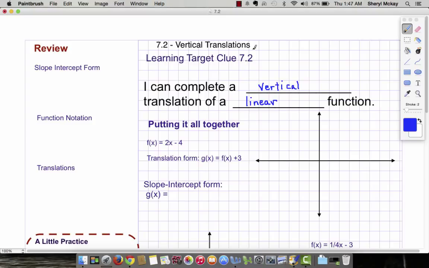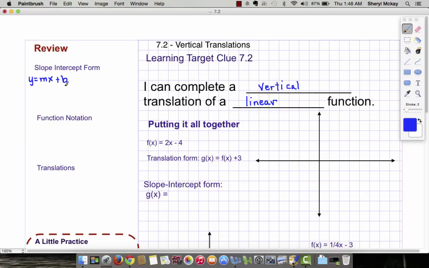All right, so let's start, first of all, by reviewing a little bit of some of the terms and math concepts that we've already studied. First of all, slope-intercept form. Slope-intercept form is an equation that represents a line, and it's often written like this: y equals mx plus b. It's not the only way that we write a line, but we use it a lot.